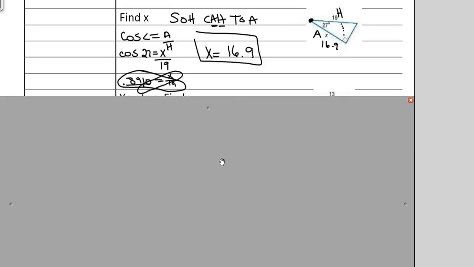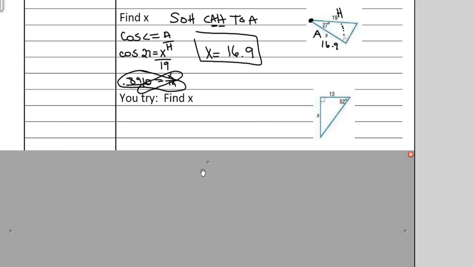Alright, the next example, we're going to do it a little bit slow. I'm going to have you pause the video, just label the sides as they relate to this angle, 52. Is 13 adjacent, opposite, or hypotenuse? Is x adjacent, opposite, or hypotenuse? Pause the video and see if you labeled it the same way that I do. Okay, if you did not label 13 as adjacent and you did not label x as opposite, then raise your hand so we can go over why 13 is the adjacent and x is opposite.